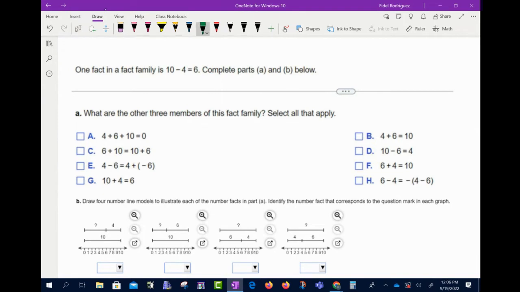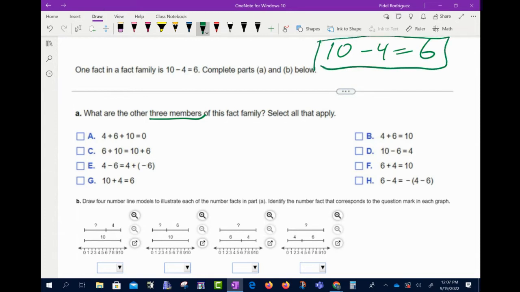Okay, so we know that there's going to be three answers here. All right, y'all, so we have 10 minus 4 is equal to 6. What other equations could we write with this? Could we say something like 10 minus 6 is equal to 4? Would that mean the same thing? Does that look like one of my options here? Do I have anywhere 10 minus 6 is equal to 4? Yeah, look right there on D. So that's one of them.